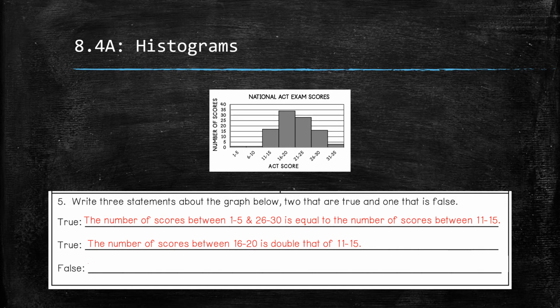Why don't you see if you can come up with a different true statement that you can share in the discussion page. And then our false statement, an example could be that there are equal numbers of scores between 11 and 15 and the 26 through 30 interval, and you can look on that graph and see that that is clearly not the case. See if you can come up with your own false statement and also share that in our discussion page.